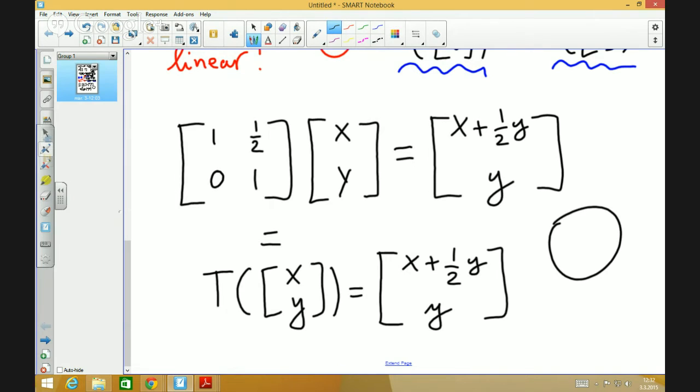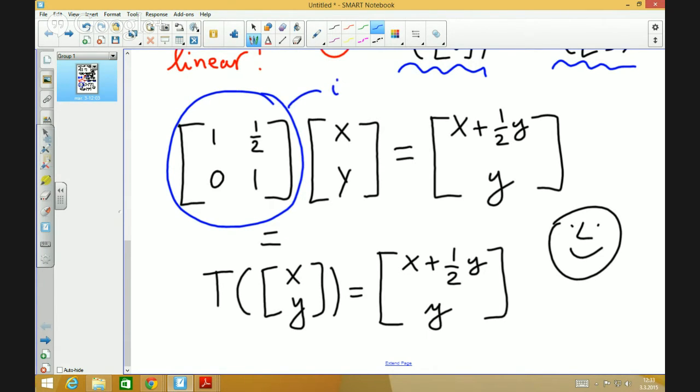So everything works. That's the matrix that induces our transformation. Here it is. This is the matrix that induces T.